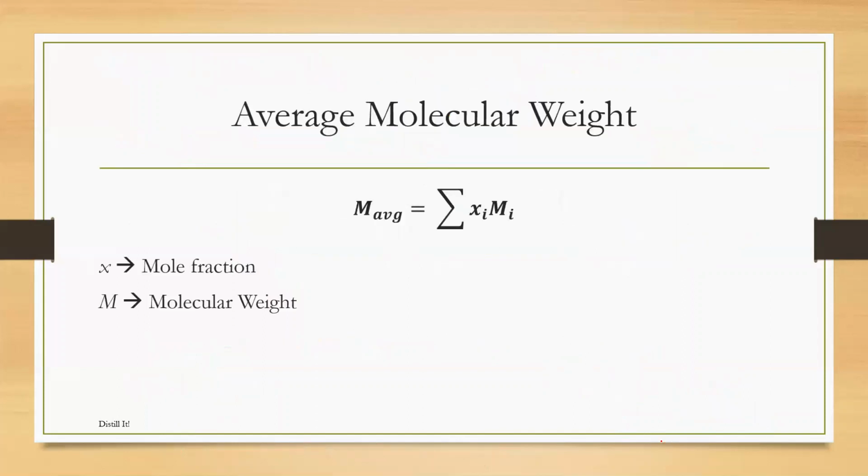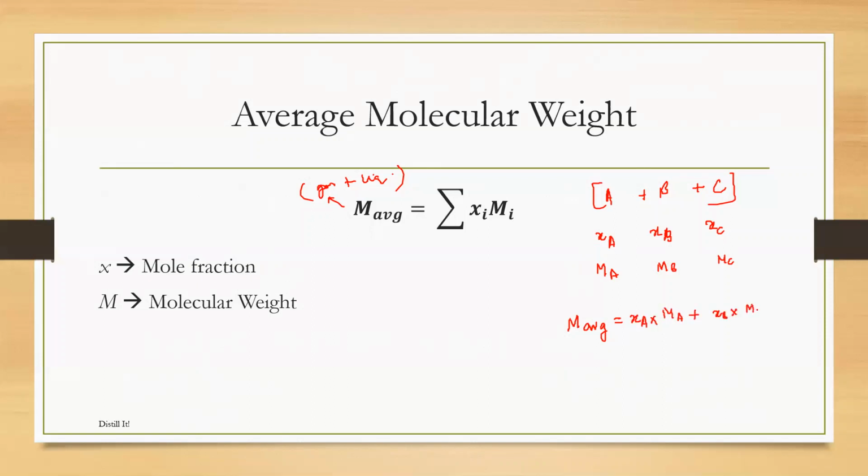Then we come to another concept, which is average molecular weight. Let's say we have a mixture of A, B, and C. This is applicable for both gases and liquids, so let's take a liquid mixture where we have A, B, and C. Mole fractions of A, B, and C are XA, XB, and XC respectively, while molecular weights of A, B, and C are MA, MB, and MC. In that case, the average molecular weight for this mixture is going to be mole fraction of A into molecular weight of A, plus mole fraction of B into molecular weight of B, plus mole fraction of C into molecular weight of C.